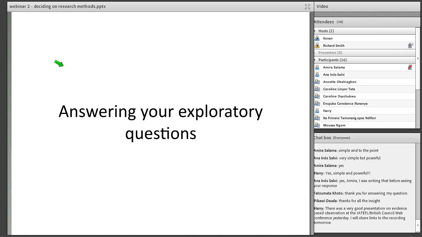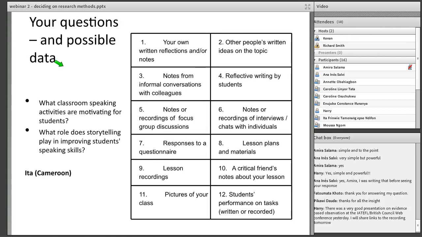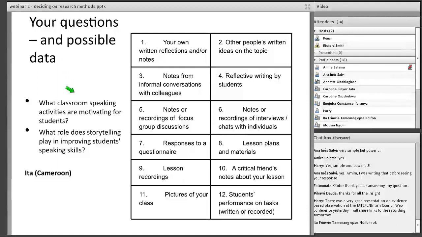So I thought it'd be a good idea now, we have about maybe 15 minutes left, how about if we look at some of your exploratory questions? I hope you don't mind if I share, maybe Ita. Ita, you are here. Do you mind if I share your questions, which I received from your mentor? Anyway, Ita, these were your questions.